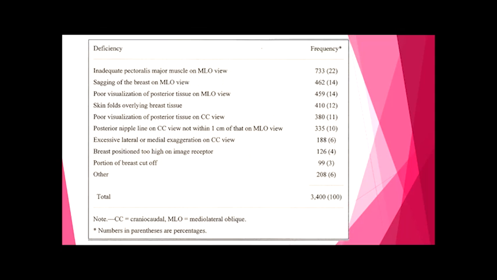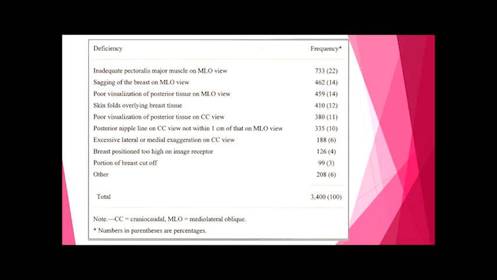Inadequate pectoralis major muscle in the MLO. She'll show you examples of these using images and multiple examples, to help you be able to say, yes, that's what it is, and be able to go back to the technologist and say, this breast is sagging, it is an inadequate image, this is what you need to do on this image.